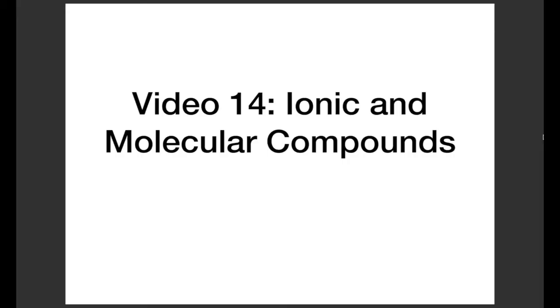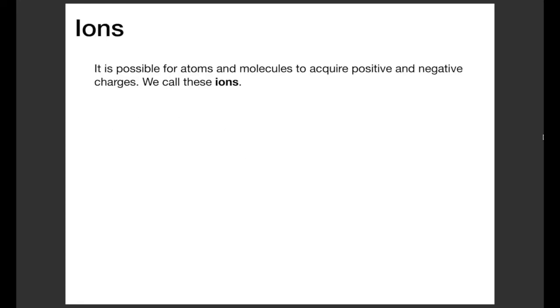In this video, I will introduce chemical compounds. We will start by talking about ions. Ions are charged atoms or molecules that result from the loss or acquisition of electrons. If an atom or molecule loses an electron, it gains a positive charge. We call these species cations.